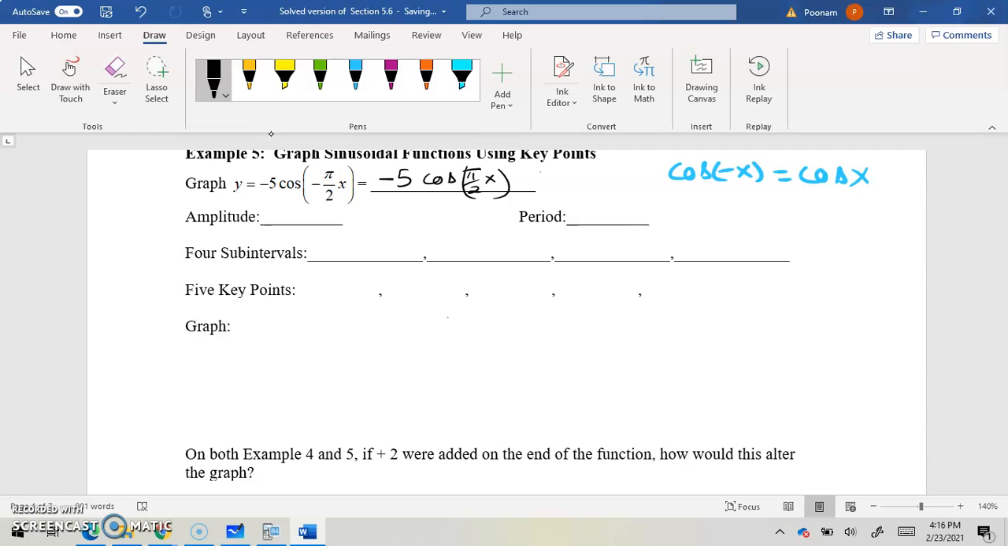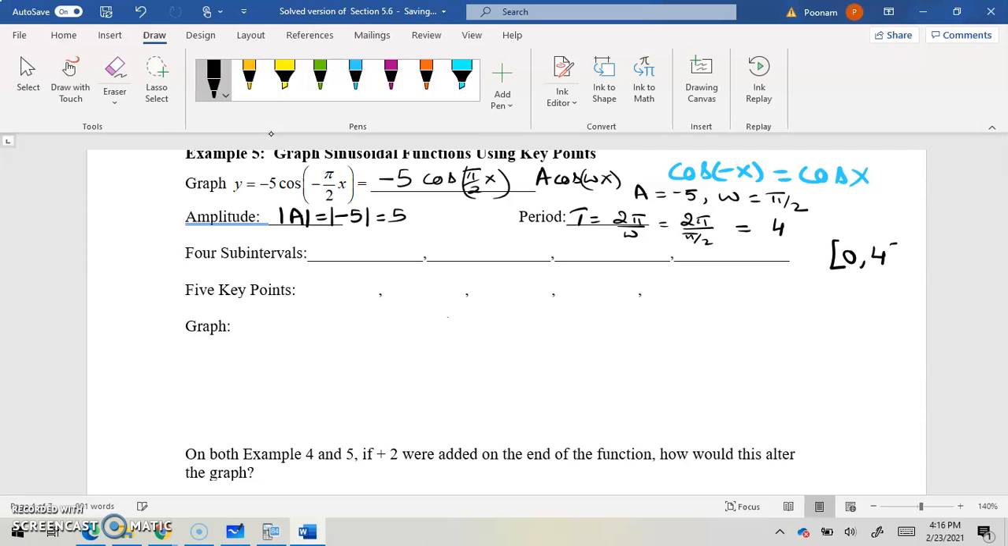Now compare this to a cos omega x. We have a equal to negative 5 and omega equal to pi by 2. Let's find the amplitude. Amplitude is the absolute value of a, which will be the absolute value of negative 5, which is 5. Time period T is 2 pi by omega. In this case, omega is pi by 2, so that would give us 4. So the time period is 4. That means one full cycle will be from 0 to 4.